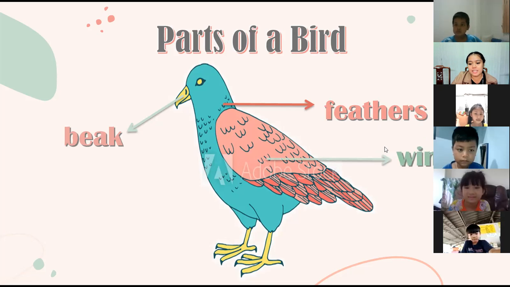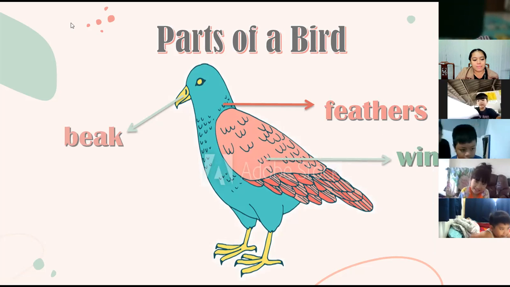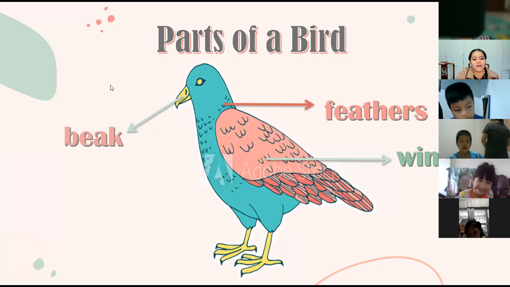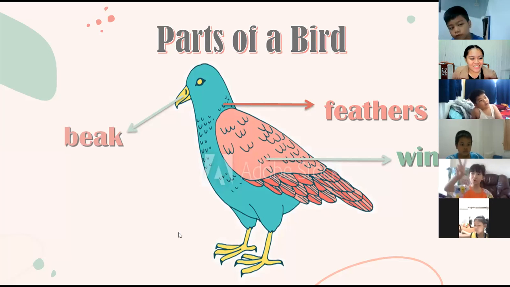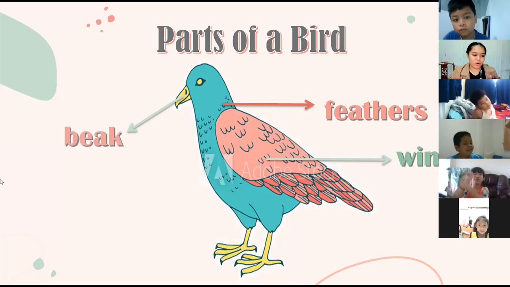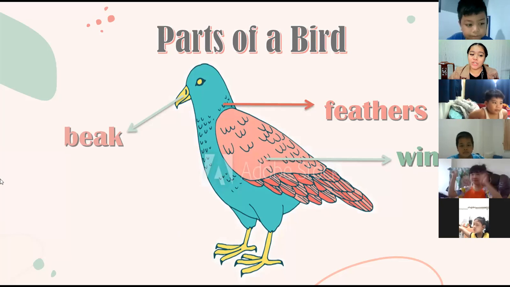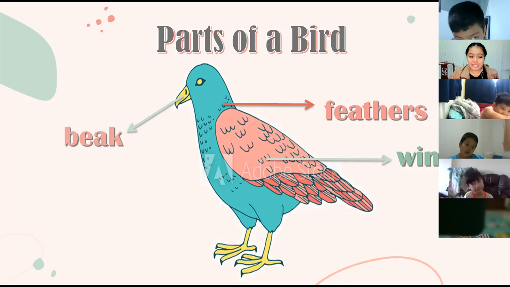And the next part is wings. Everybody say wings. A bird has wings. Very good. How many wings does a bird have? Two. Two wings. Do you have wings? No, you don't have wings because you're not a bird. Okay, now let's spell it out. W-I-N-G-S.